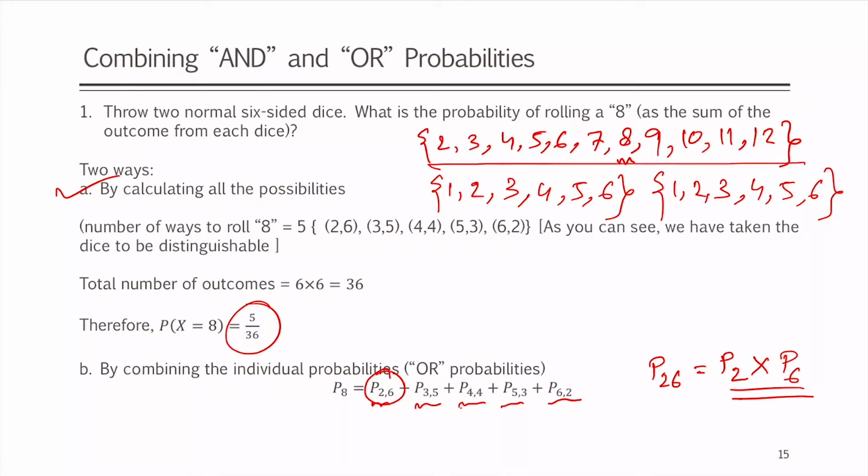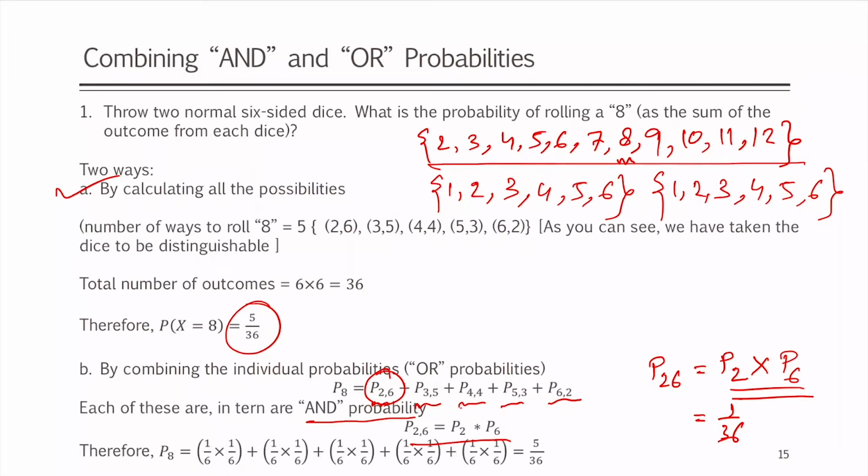Now, we know 2 6 how many ways you can get, 1 by 36, right, because 1 by 6 into 1 by 6. So, each of them in turn is an AND probability. I have given the example for that. Therefore, I can write P8 as 1 by 6 into 1 by 6 giving us P 2 6, this is P 3 5, this is P 4 4, this is P 5 3, this is P 6 2. Is it clear? Now combining all that, we are also getting the same 5 by 36.